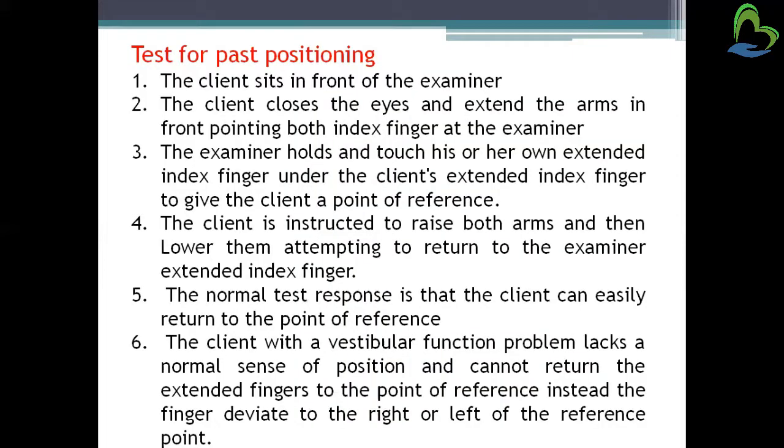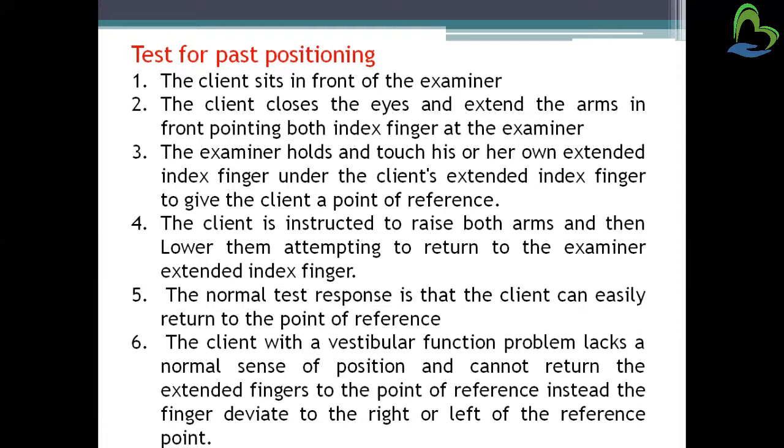The next one is the test for past pointing. The client sits in front of the examiner. The client closes the eyes and extends the arms in front, pointing both index fingers at the examiner. The examiner will hold and touch his or her own extended index finger under the client's extended index finger to give the client a point of reference. The client is instructed to raise both arms and then lower them, attempting to return to the examiner's extended index finger. The normal test response is that the client can easily return to the point of reference provided by the examiner.